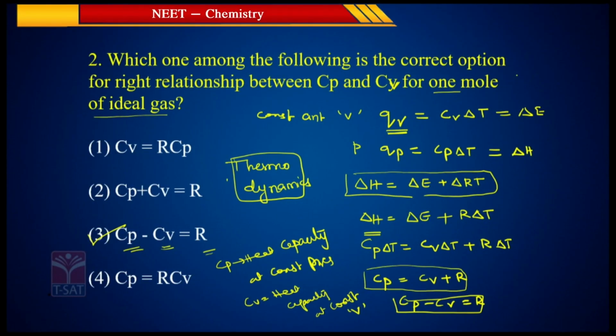Cp is equal to Cv plus R, Cp minus Cv is equal to R. This we have derived from where? Qv, heat capacity at constant volume, heat capacity at constant pressure. Okay. Thermodynamics is also a very important chapter. I have mentioned some important topics in the live session. Mainly first law of thermodynamics, heat capacities and terminology.